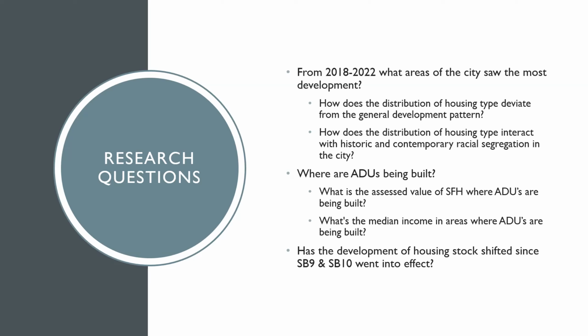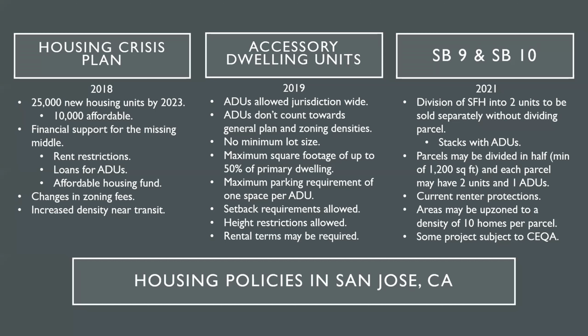Lastly, and I'll explain more what these bills mean, while SB 9 and SB 10 have only taken effect in recent months, I'm interested to see if there is a noticeable difference in the type of plans that are being approved for development. Unlike the other two questions, for this one, I'm considering projects that have been permitted but not completed. So these questions are informed by the various recent efforts taken to address housing affordability.